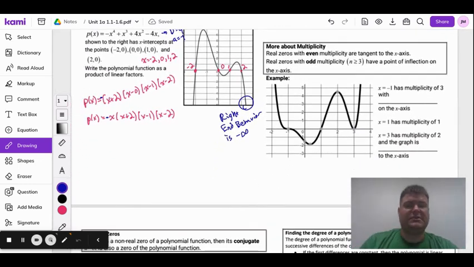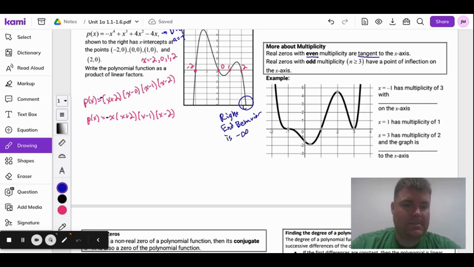Okay, real zeros with even multiplicity. This was mentioned in our curve sketching. Anything that has an even multiplicity is tangent to the x-axis. You need to know that. Anything that has an even multiplicity is tangent to the x-axis. If you have a highlighter, highlight.